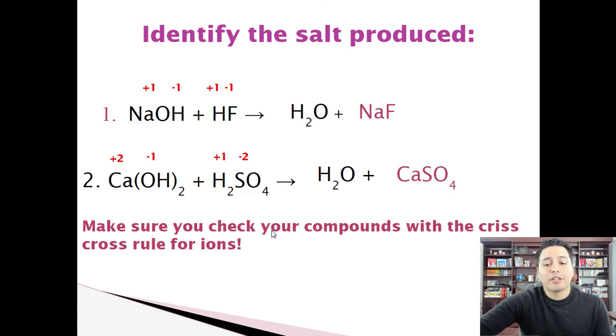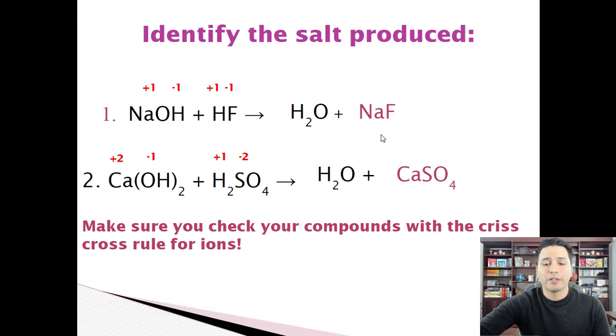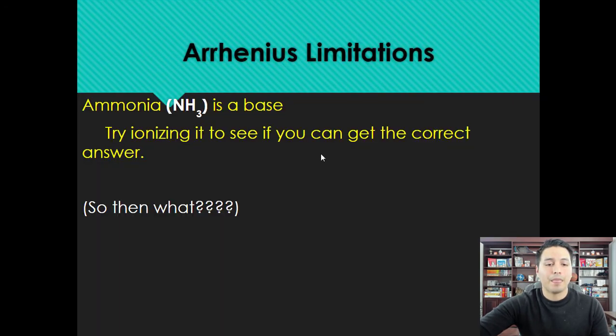All right, now make sure that your compounds with the crisscross rule are equal to 0. If they don't equal 0, you did something wrong. So notice the overall charge on this molecule is 0, the overall charge on this molecule is 0, this molecule is 0, and this molecule is 0. So make sure that they should always be equal to 0. All right, so that pretty much sums up the Arrhenius acid definitions.